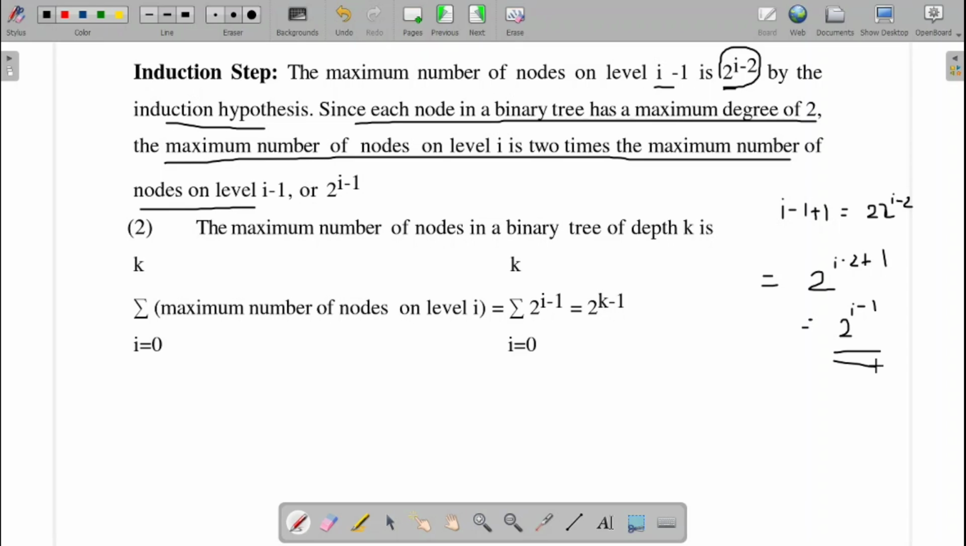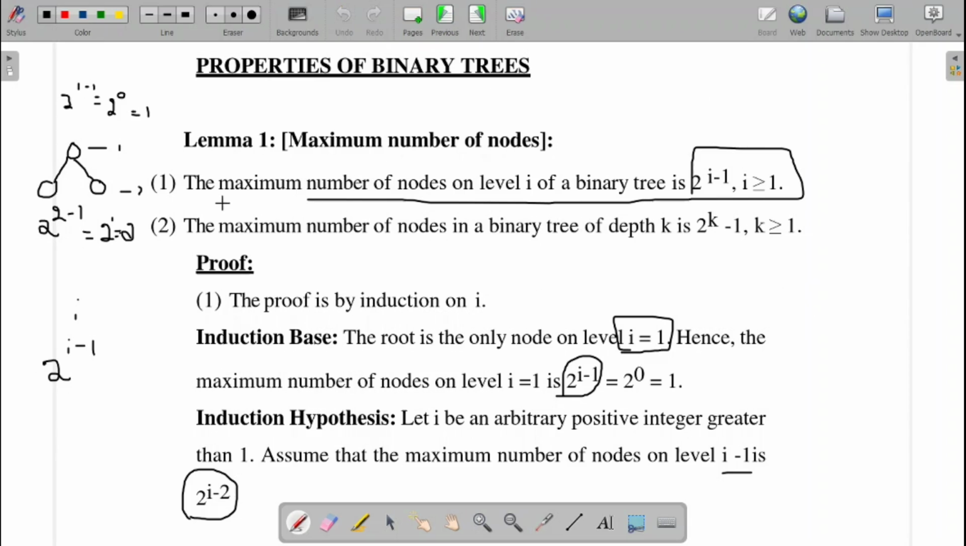That is, at the level i, the maximum number of elements will be 2 power of i minus 1. So this is the proof for the first hypothesis. The first hypothesis says that the maximum number of nodes at level i of a binary tree is equal to 2 power of i minus 1. So this has been proved with the help of mathematical induction.